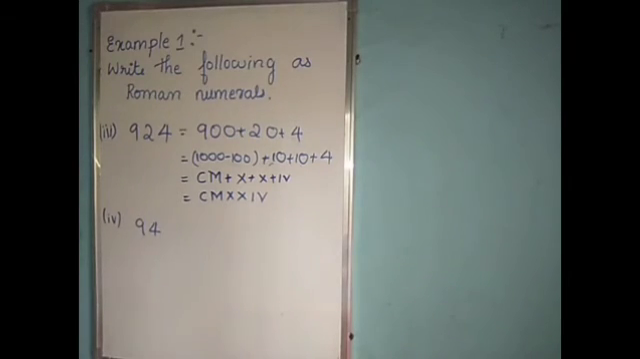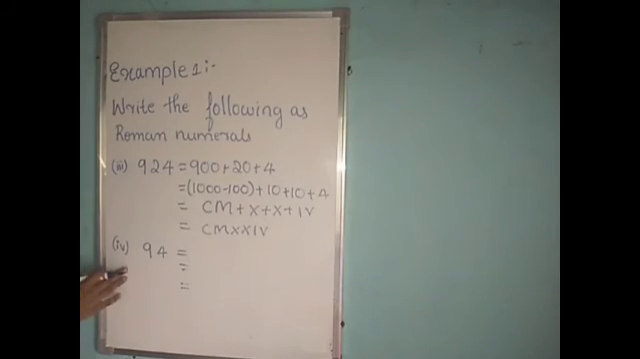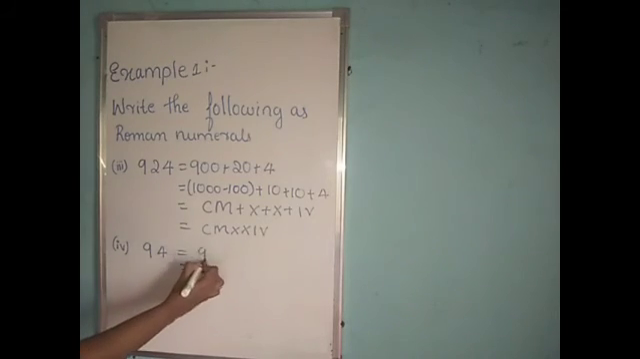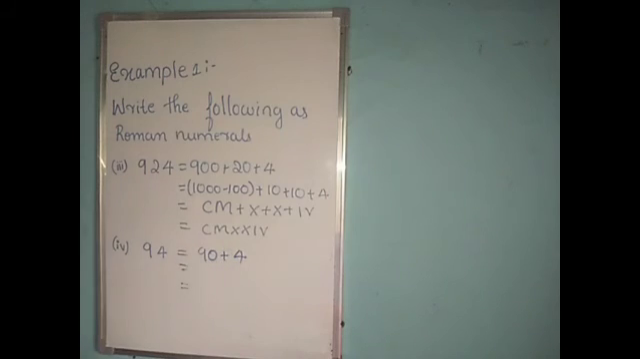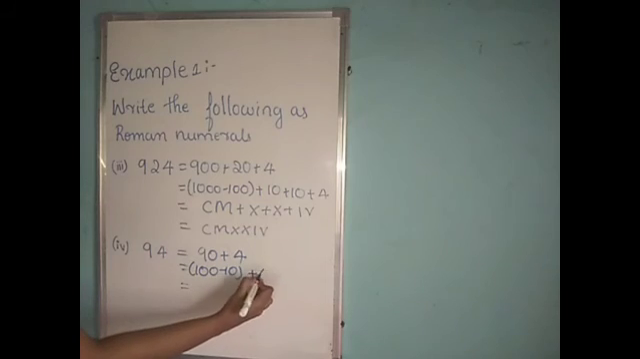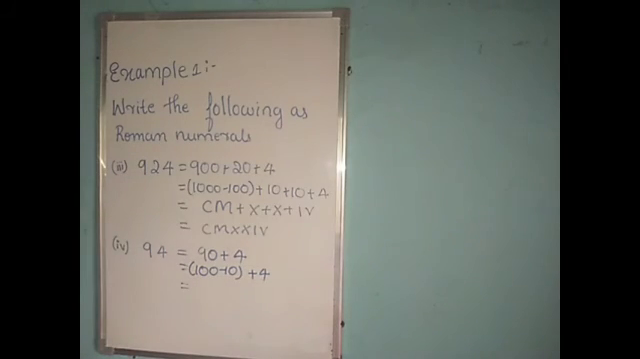Next fourth one is 94. How we can write 94 in Roman numerals? Let's see. First we have to write expanded form of 94. Expanded form of 94 is 90 plus 4. We can write 90 as 100 minus 10 plus 4. Next we have to write Roman numerals for each part. Whenever we find the minus, we have to write the letter of smaller value first.